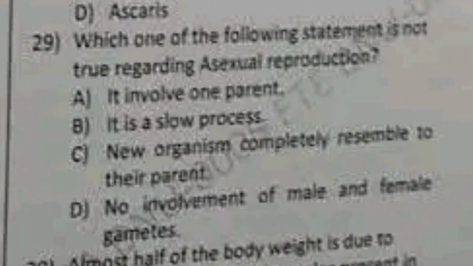29. Which one of the following statements is not true regarding asexual reproduction? And that is option B, it is a slow process, which is obviously not. 30. Almost half of the body weight is due to muscles. The number of muscles present in human body are, and that is option C, 600.